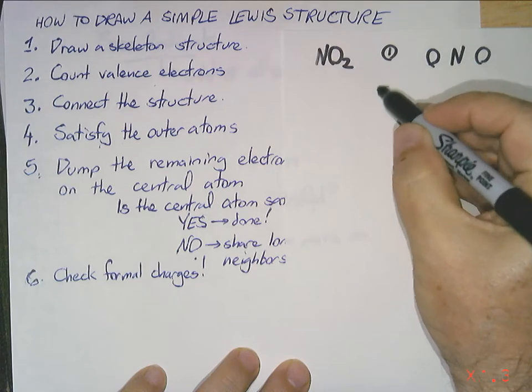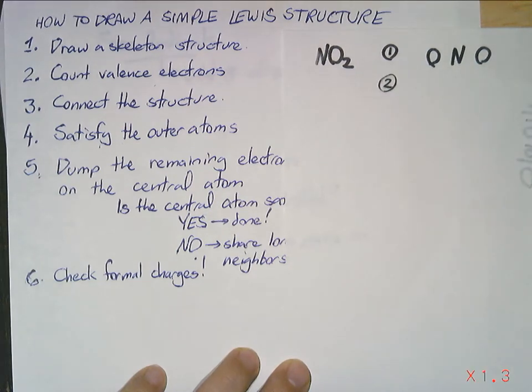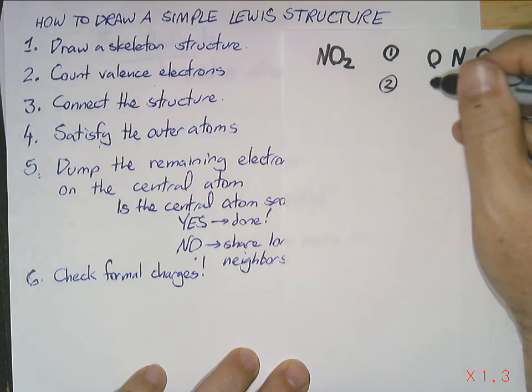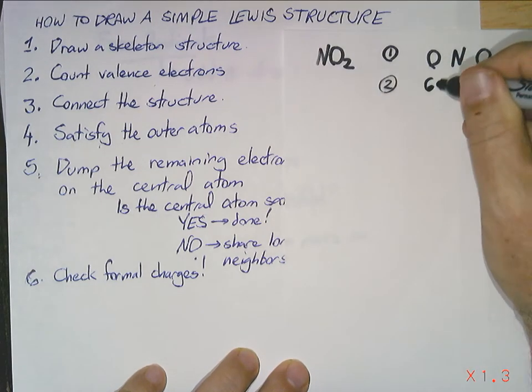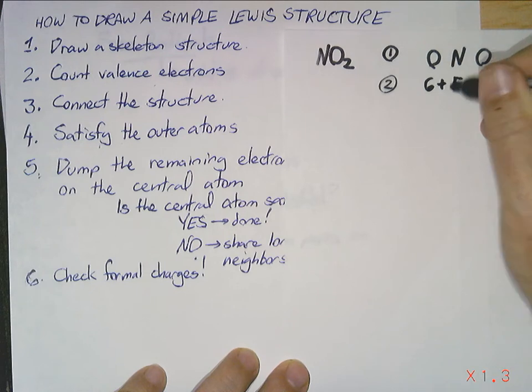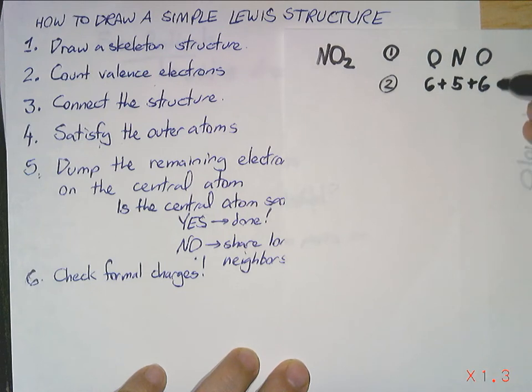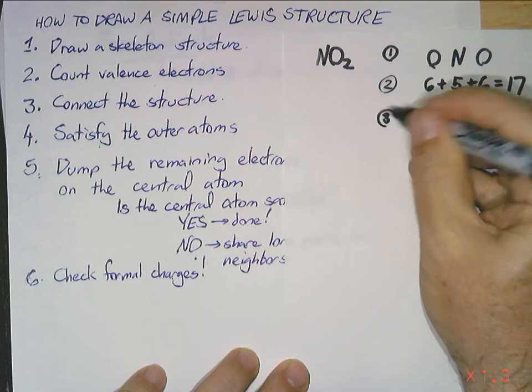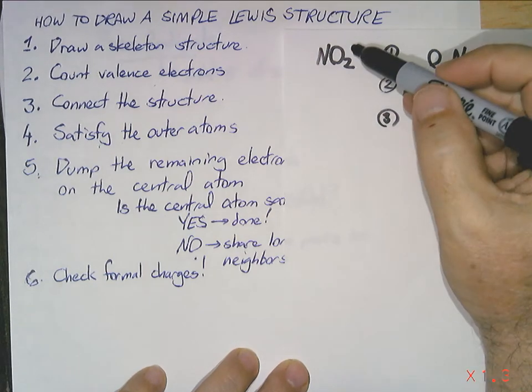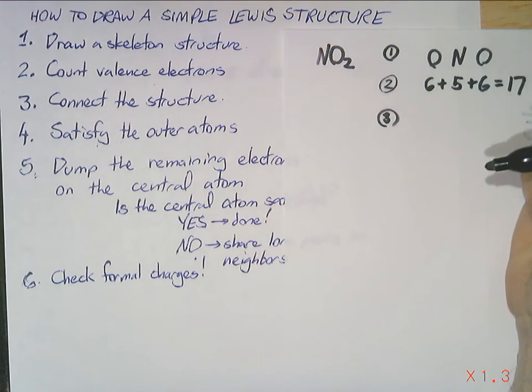Step 2, tally up the valence electrons. Okay, the oxygen has got 6. The nitrogen has 5. This oxygen has 6. So what have I got? 11 and 6 is 17 electrons. That's an odd number, so I double check it. Did I forget a charge there? I didn't.